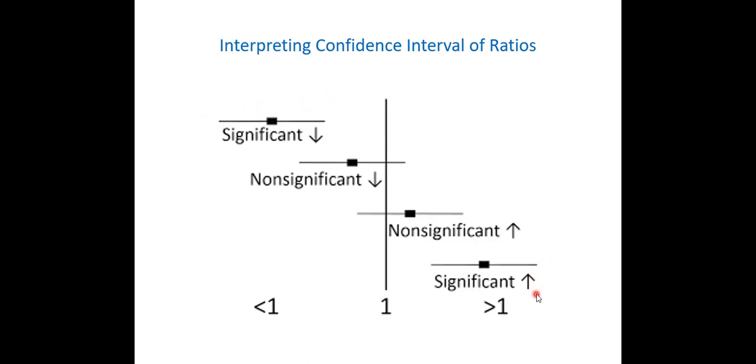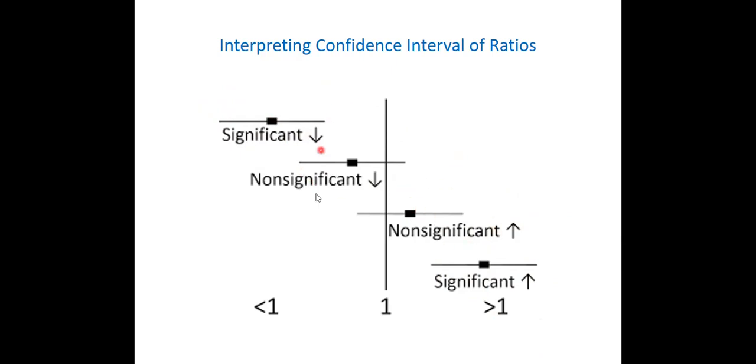The reason is that for this one, everything here is greater than one, and for this one, everything here is less than one. Where everything is less than one, the factor is protective. It's telling you that the factor is protective. Why this one is causing, the factor is causing the event. This one, the factor is not causing the event, and both of them are significant.